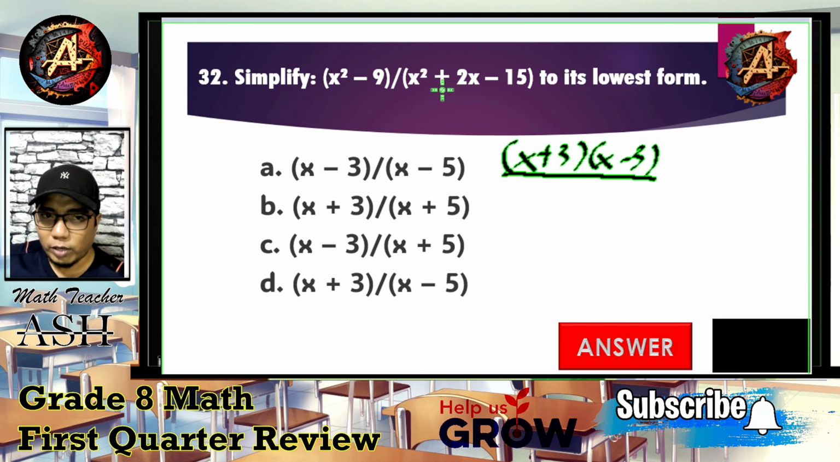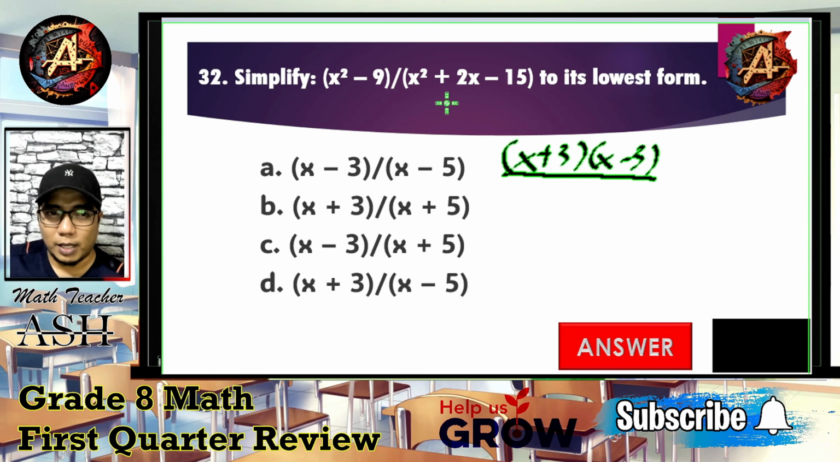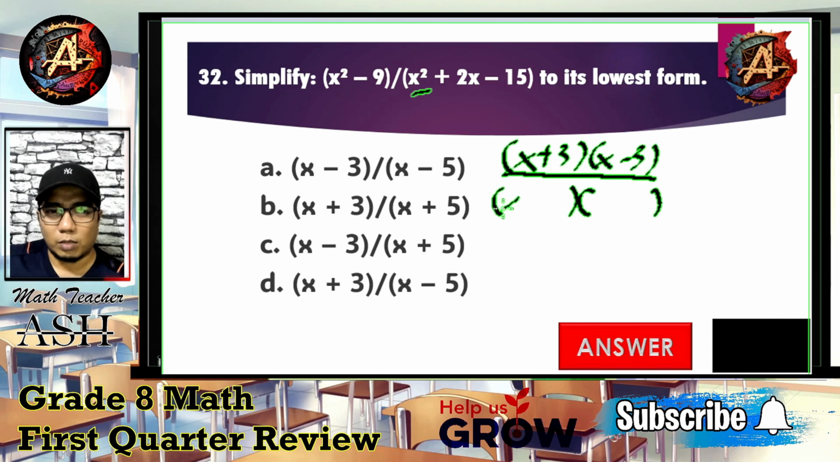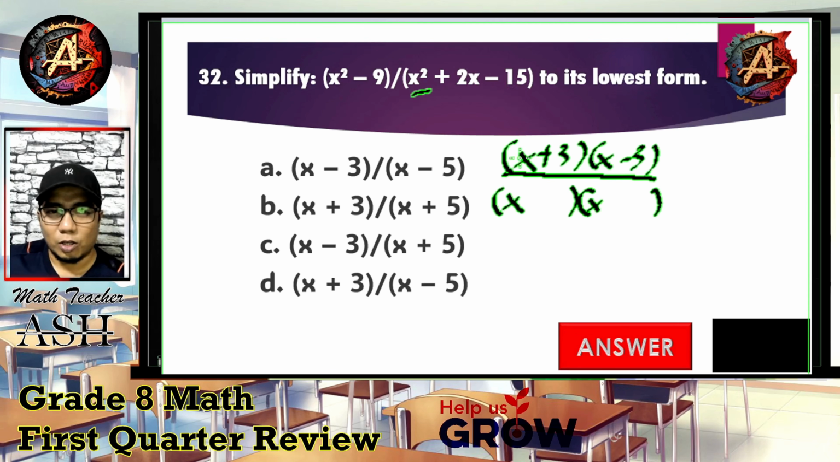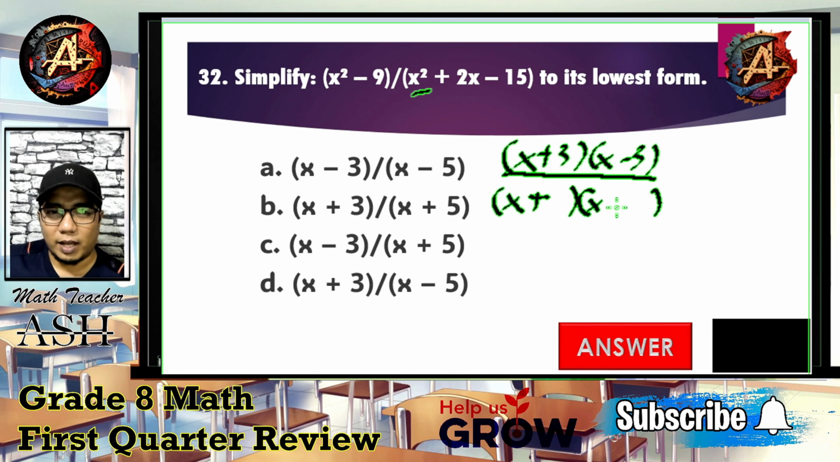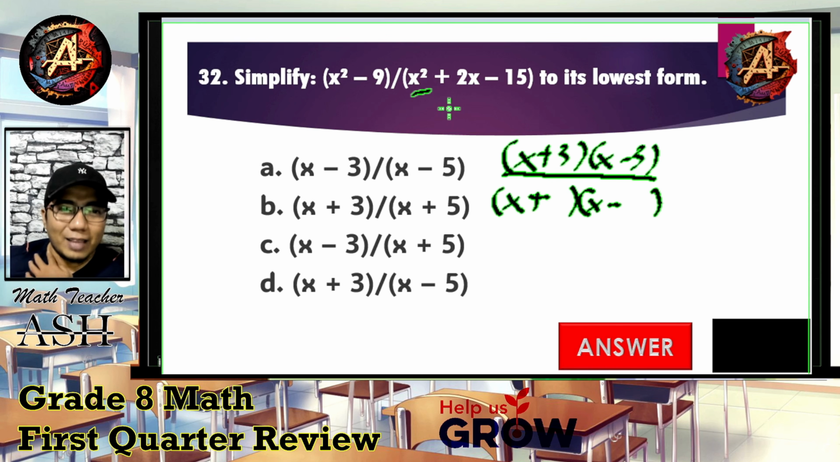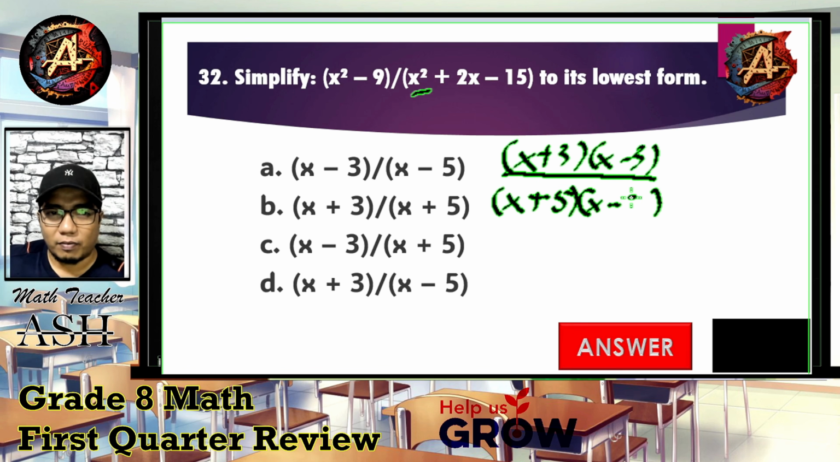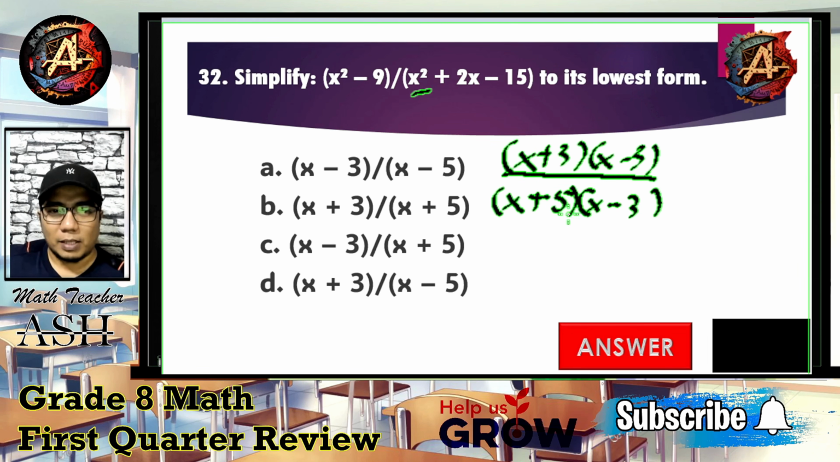Now, if we also factor this trinomial, that would be like this. We factor x squared so that it would be x and x. We factor the negative 15 here, so that could be positive and negative. We would consider two factors which, when we add them, the final answer would be positive 2. That is positive 5 and negative 3. Positive 5 and negative 3 when added is positive 2. When multiplied, that is negative 15.